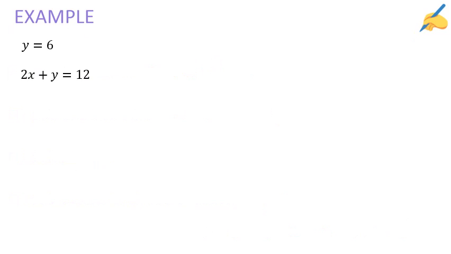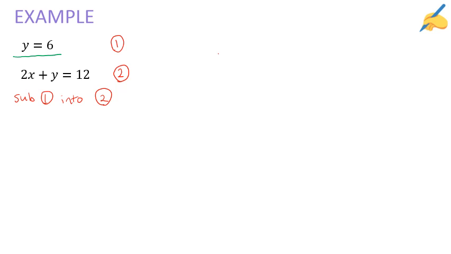Let me show you an example. We're going to find the point of intersection of these two simultaneous equations. So my first step is to label the equations, equation 1 and equation 2. Now I'm going to substitute one equation into the other. So I always substitute in the equation that is y equals because I know what y equals. So I'm going to substitute equation 1 into equation 2.